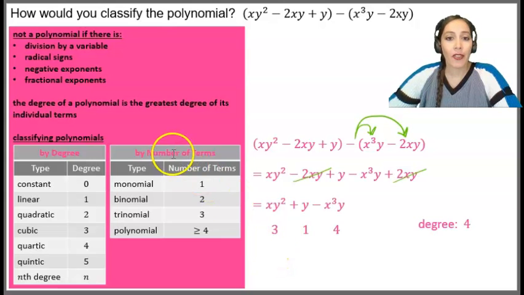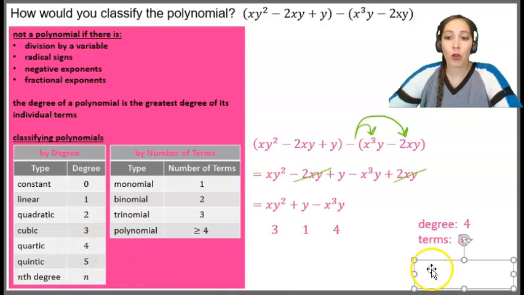Then we have to figure out the number of terms. We have 1, 2, 3 terms. So I can see that I have 3 terms. When I have a degree of 4, it's a quartic, and 3 terms is a trinomial. So I have a quartic trinomial on this problem.